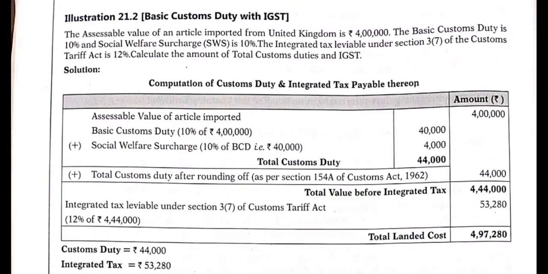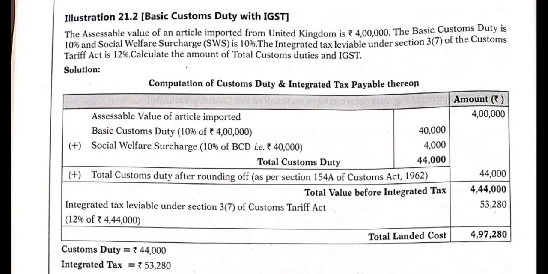So we need to calculate the amount of total custom duty as well as the IGST. So the heading will be computation of custom duty and integrated tax payable thereon. We need to prepare 3 columns: particulars, inner column rupees, and outer column rupees. So in particulars, assessable value of article imported. So what is the value of article imported? That is 4 lakh rupees. Then basic custom duty. Basic custom duty on the article is 10%. So of 4 lakh, 10% it is 40,000 rupees.